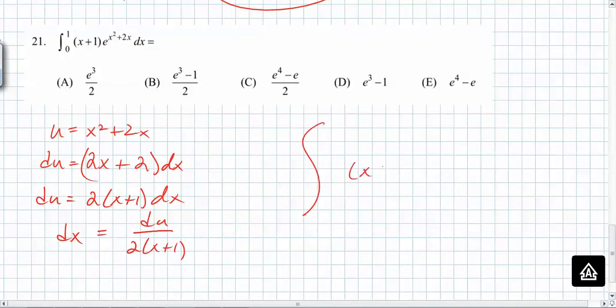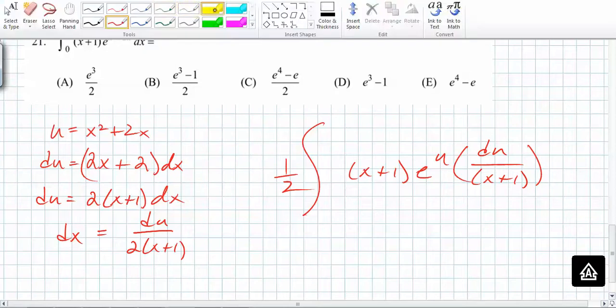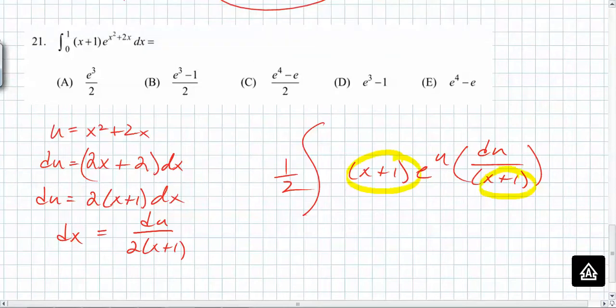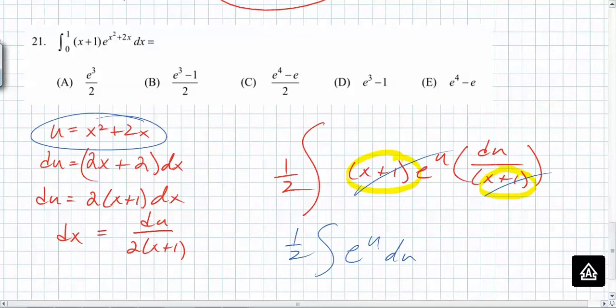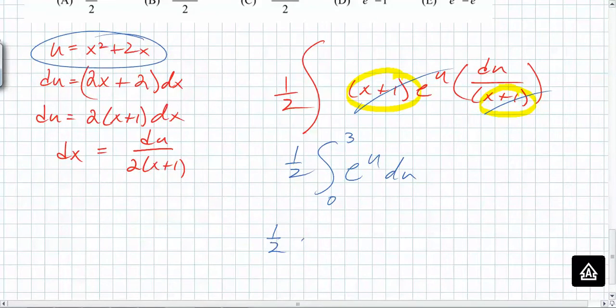So you have x plus 1 times e to the u times du, and you plug in the 1/2 over x plus 1. What's the nice magical thing that cancels? They go away. You're really happy about it, right? You end up with a 1/2 integral of e to the u du. What do the limits of integration become? Remember, u is equal to x squared plus 2x. Plug in 0, what do you get? Plug in 1, what do you get? 3. Right. So you end up with 1/2 e to the u from 0 to 3.